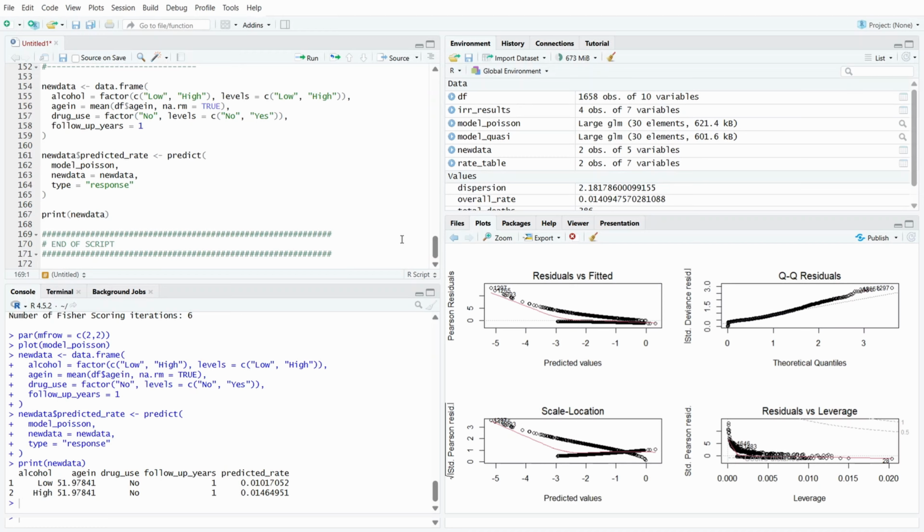In the next video, we will explore data visualization techniques specifically designed for epidemiology, including epidemic curves and prevalence plots.